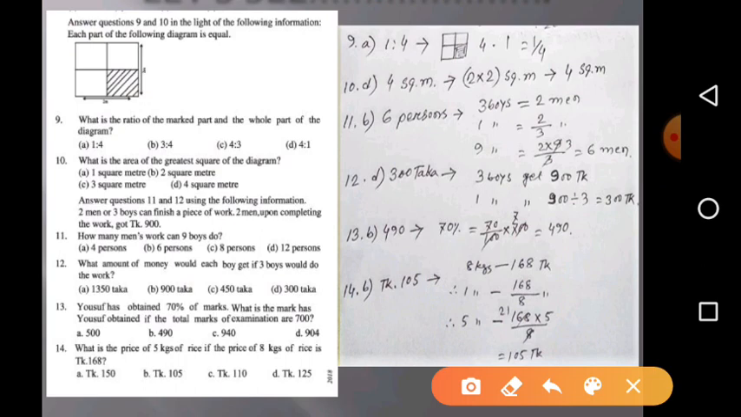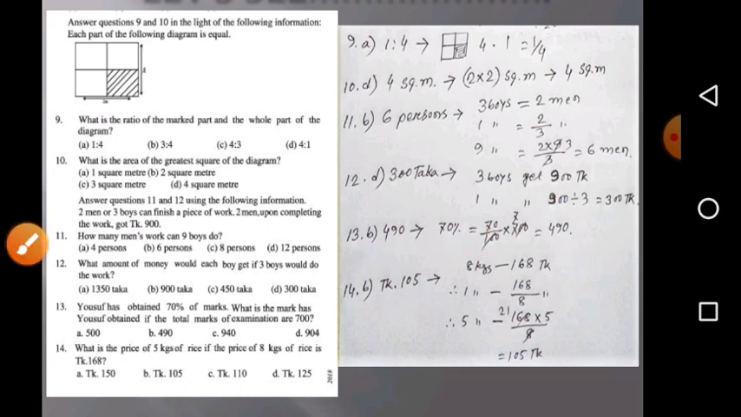So the 70% of the 700 marks will be 70 by 100. After dividing 700 by 100 we get 7. After multiplying 7 with 70 we will get 490. So the correct answer will be B, 490 marks.